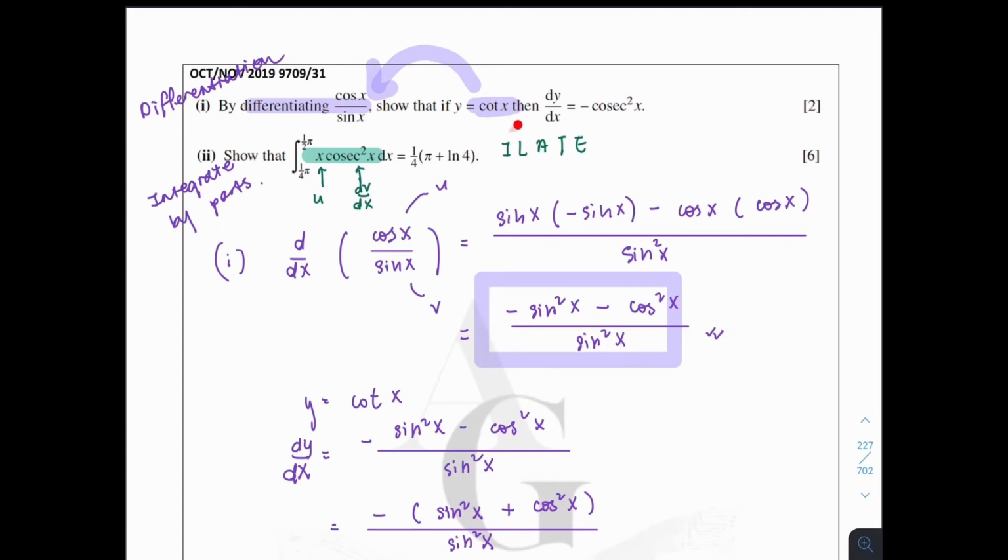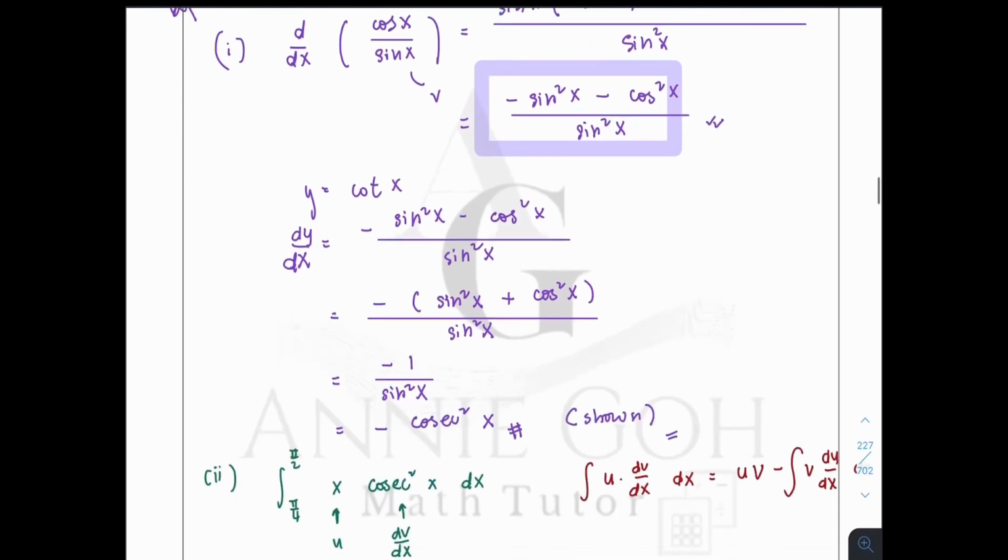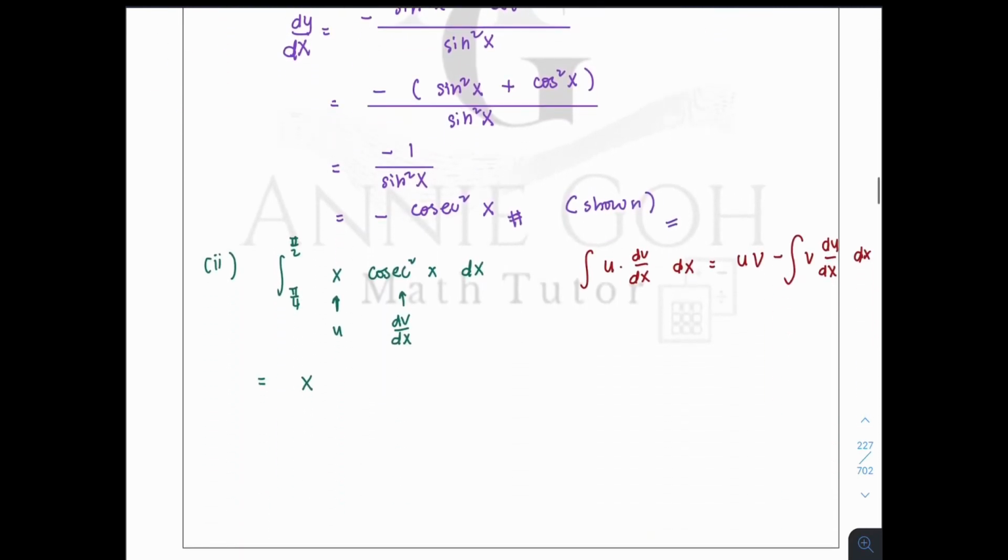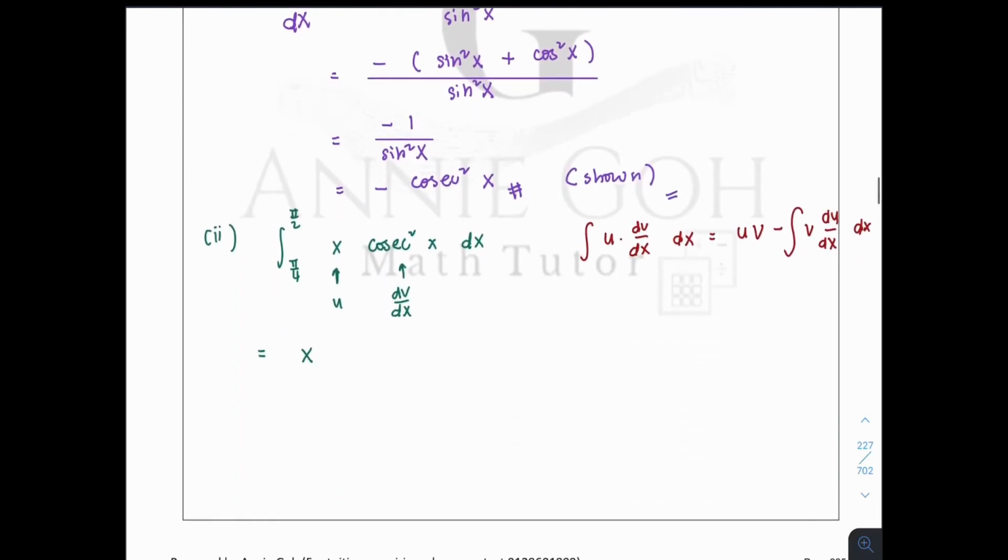So when you differentiate cotangent x, you get negative cosecant square x, which means now when you integrate cosecant square x, you will get negative cotangent x. This negative, you got to move over to this side. Alright, so integrate cosecant square x, you will get negative cotangent x from the part 1.